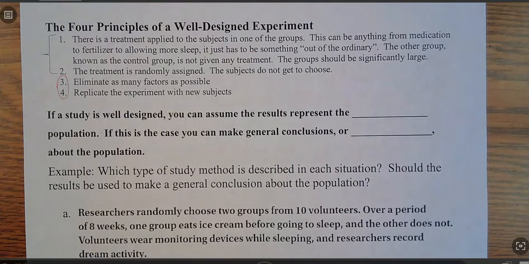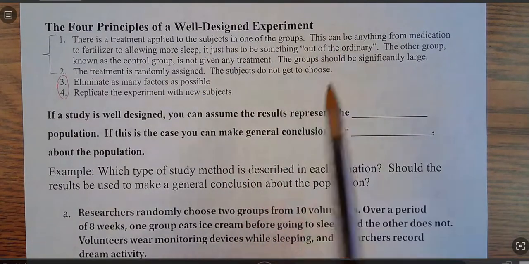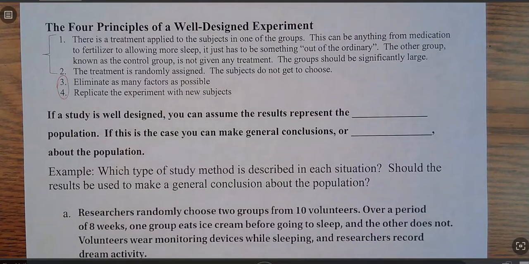So the first one is there is a treatment applied. So there's some sort of a treatment that's given to one of the groups, at least one of the groups. This can be anything from medication to fertilizer to allowing more sleep. Could be the subjects, could be people, could be plants, could be animals, could be anything. It just has to be something that's out of the ordinary. So like a group gets medication that the rest of the group didn't get, or some of the plants got fertilizer and the other one didn't. They all got sunlight, but one got fertilizer. Did the fertilizer help? The other group, known as a control group, does not get any treatment.